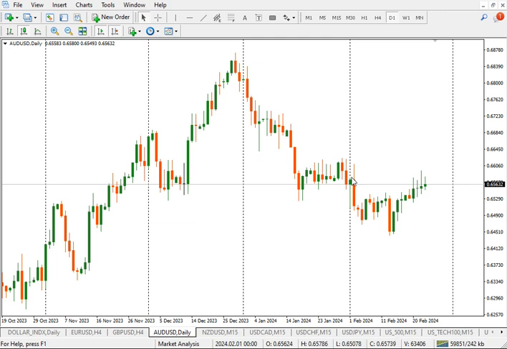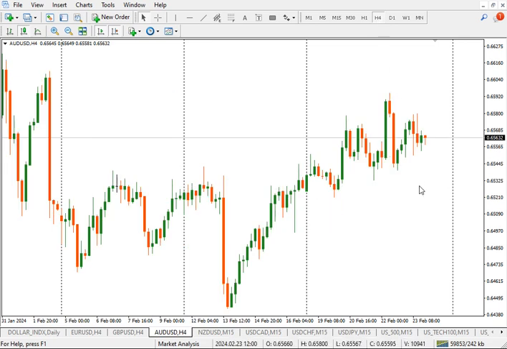I want to see, if this particular propulsion block gives way to the upside, then we'll sweep these highs. I don't see that happening, but it could happen. I'm actually bearish on this pair, AUD USD, multiple consolidation last week. So I want to see a sharp rejection downward. That's what I'm looking at.